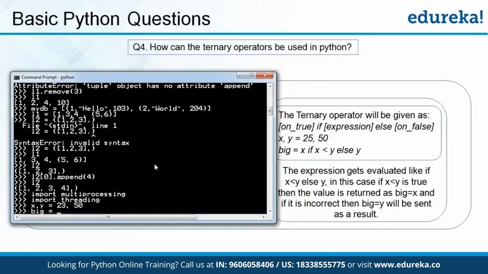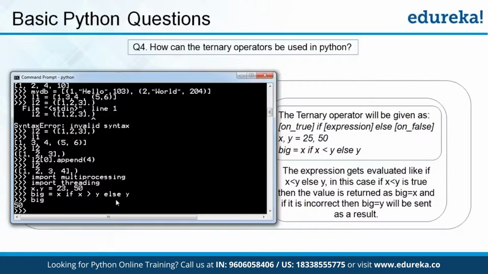You have to be sure as to what you're doing. X if X greater than Y else Y, which means it will give X if X is greater than Y, else it will give Y. So when you check big, you would have got this particular answer. The expression gets evaluated like this. In this particular case, this is not X greater than Y, it is X lesser than Y. This is for X, the smaller one. So it's not big, it should be small instead. So it is true.